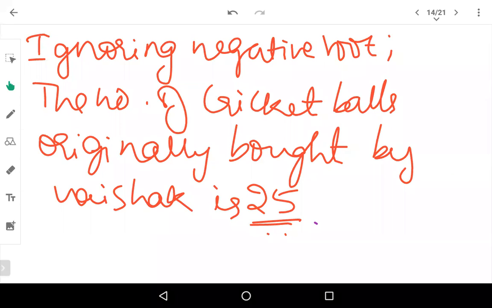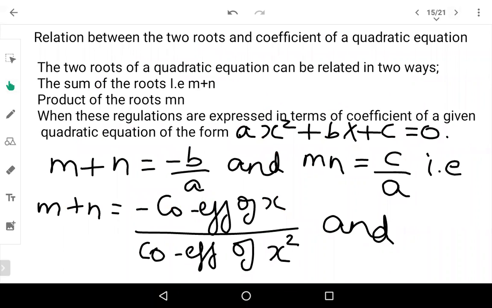Now let us go to the next concept, that is the relation between two roots and coefficients of a quadratic equation. Whenever we have two roots, suppose one is the negative root and the other is the positive root, we name the two roots. The first root is m and the second root will be n. Positive or negative does not matter. One of the roots will be m, the other root will be n.